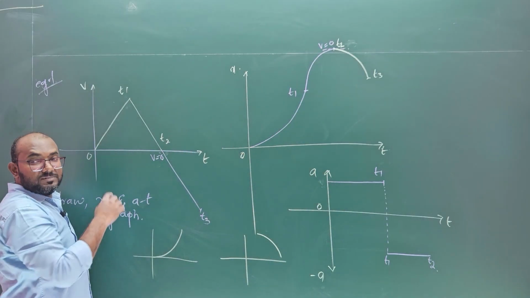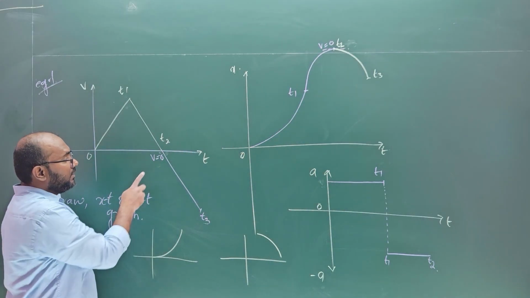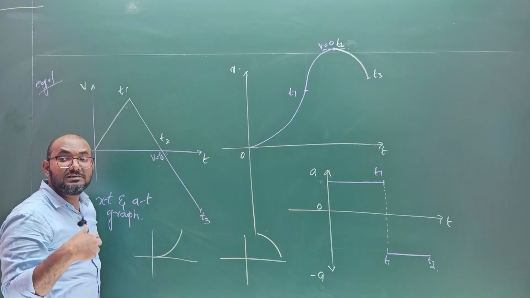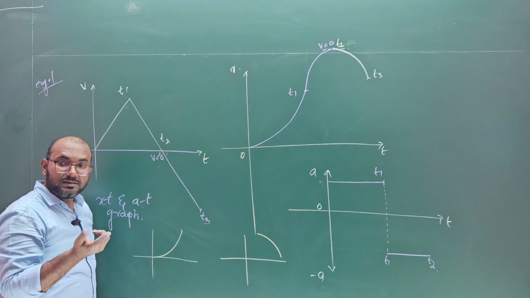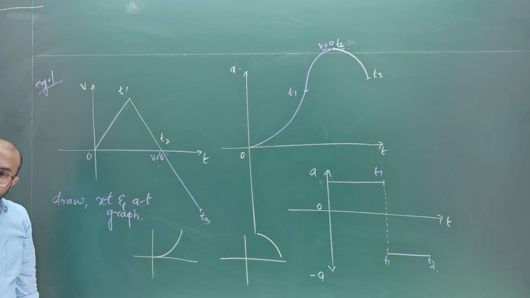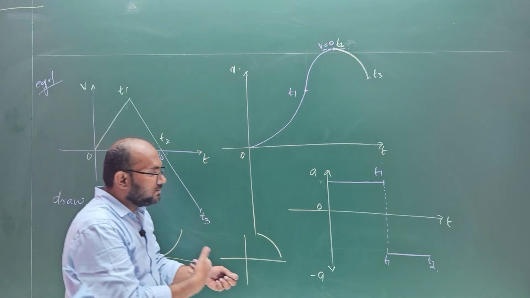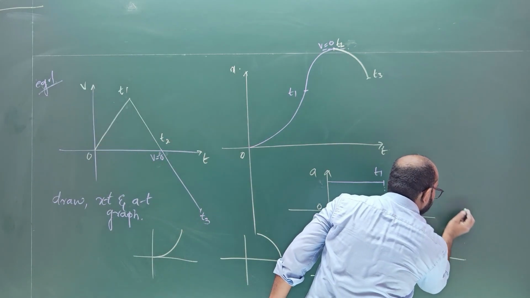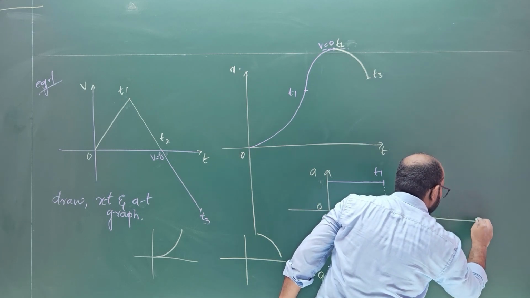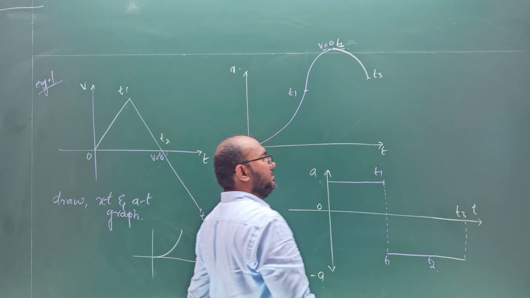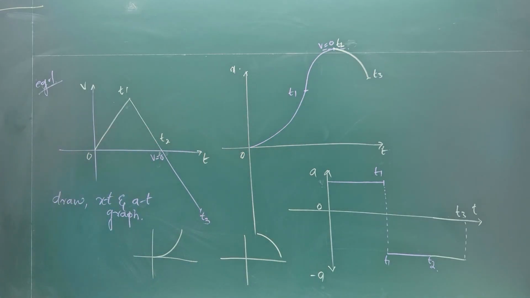At t2, velocity becomes 0. From here to here, velocity is increasing. If velocity is increasing in the negative direction, who will increase that velocity? Negative acceleration. That means I can continue this line till t3. This is your t3. I got my point.